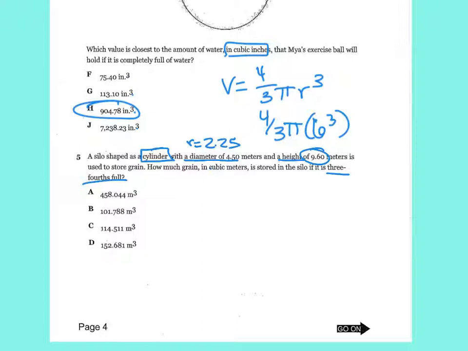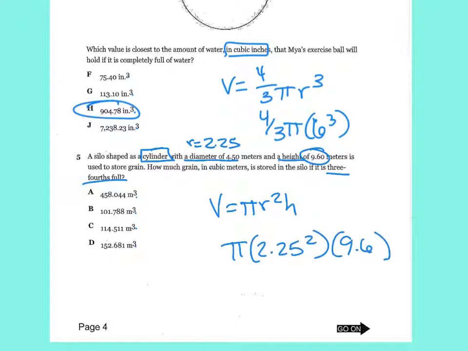Okay, so this is all volume. I've got my little 3's. So the volume of a cylinder, pi r squared times height, so pi times 2.25 squared times 9.6. So I'm going to plug all that in the calculator, just like that.